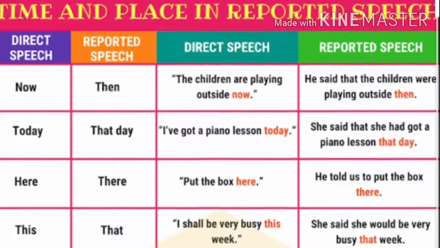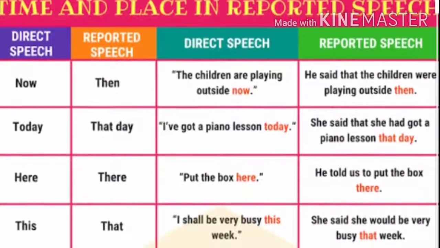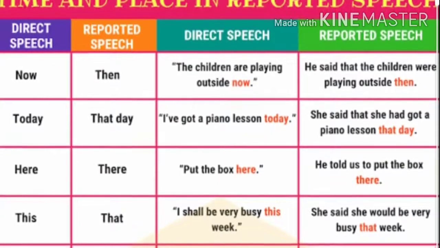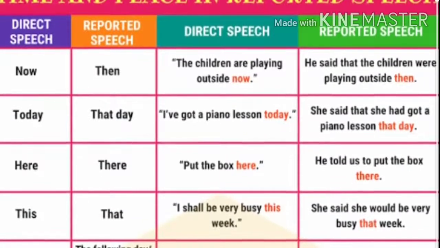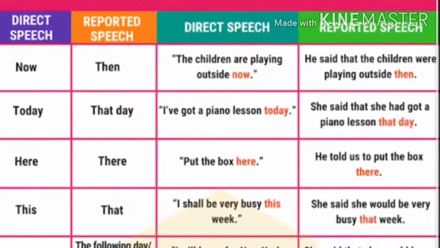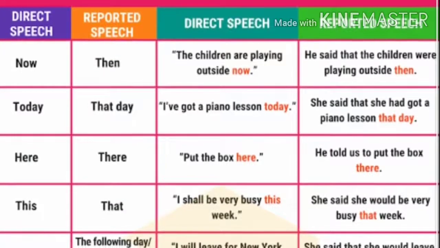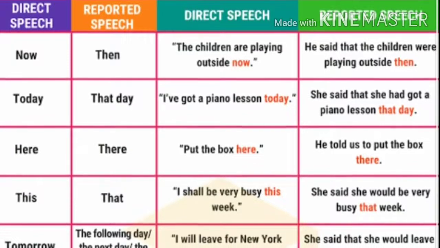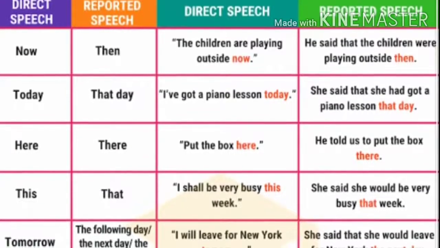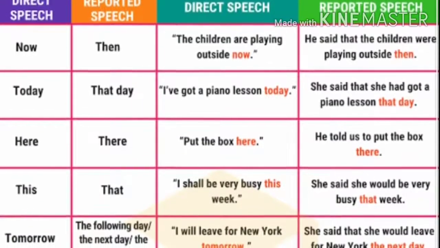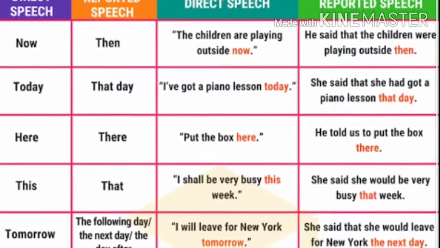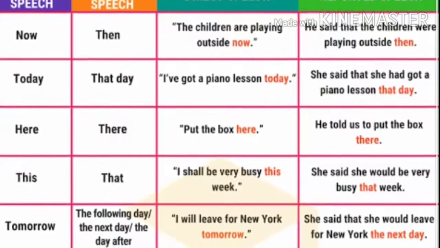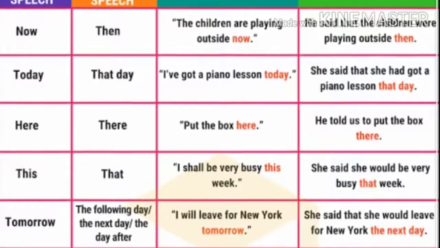Here, time and place in reported speech, I will be teaching you. Quick revision of this. See the very first one, if now is given in direct speech, in reported speech it will become then. So here is the example, the children are playing outside now. So indirect will be, he said that the children were playing outside then. Today will change to that day. Here is the example. In your direct speech it's given, I have got a piano lesson today. So its indirect will be, she said that she had got a piano lesson that day.